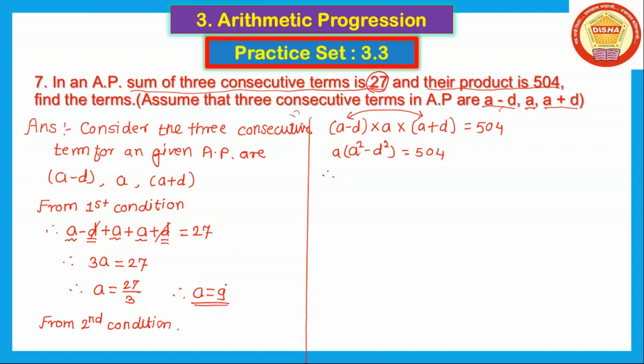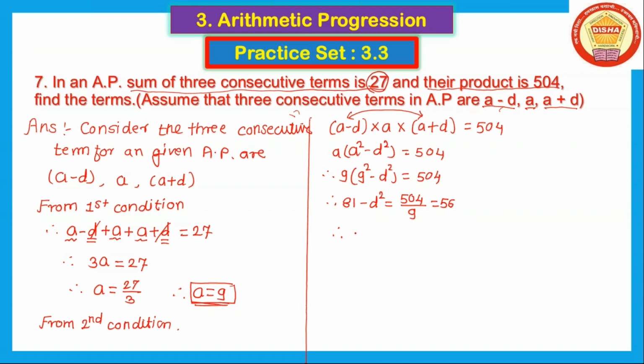Then we see here in the equation this value. Previously we found here A is equal to 9. First we found the value of A. Then we put this value in the given equation. Means we write here 9 in brackets, 9 square minus D square is equal to 504. Means 81 minus D square is equal to, we divide here 504 by 9, which is equal to 56. 9 5s are 45 and 9 6s are 54.